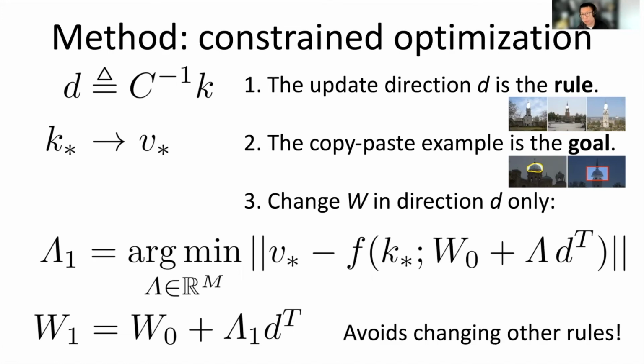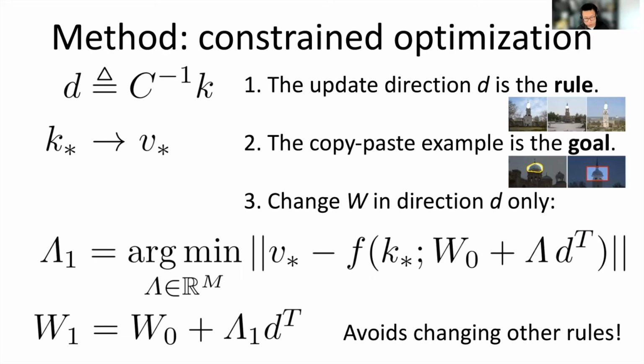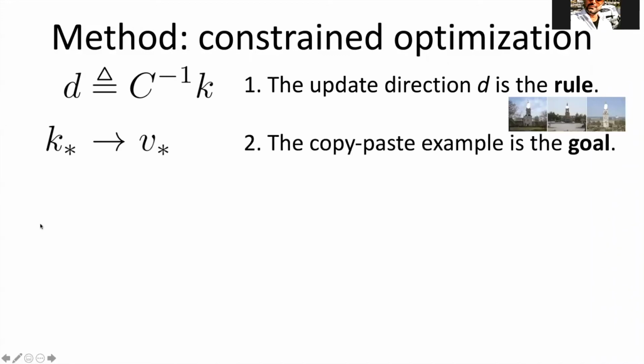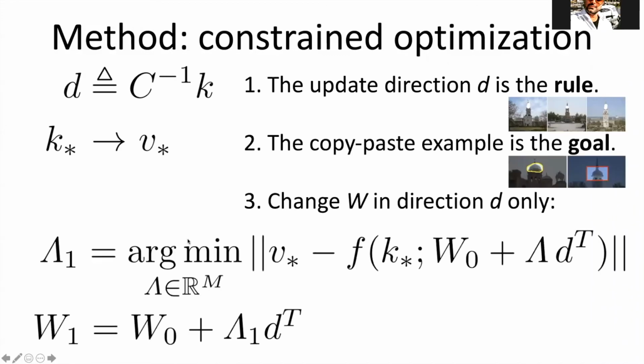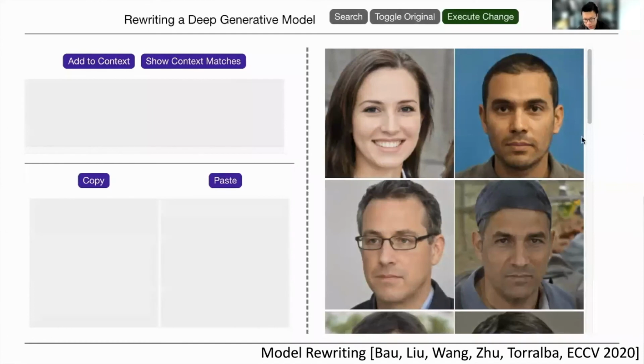The idea here is we want to do as minimal an edit as possible. We don't want to change the entire network, otherwise you will also change the sky. So we just pre-compute these directions, optimize this lambda along these directions, and then update the weights. That's why it's so fast: instead of optimizing millions of parameters, we're only optimizing 512-dimensional vectors. Okay, and here we show more examples.